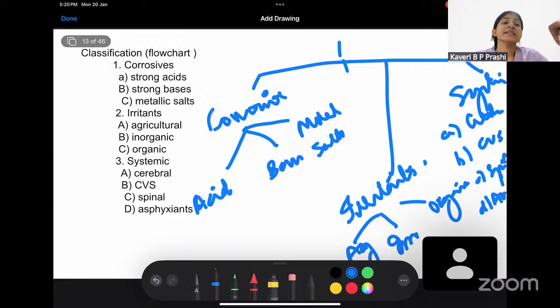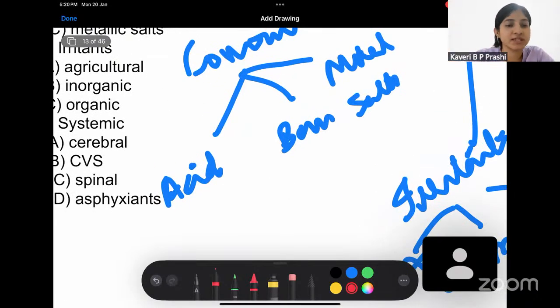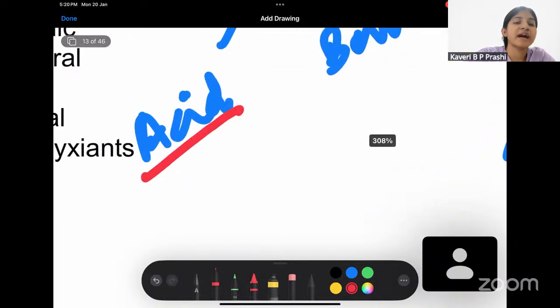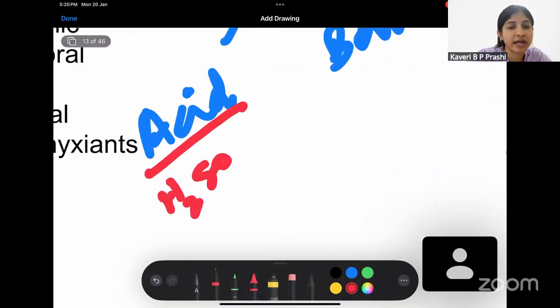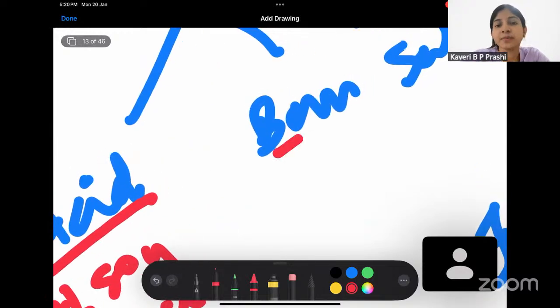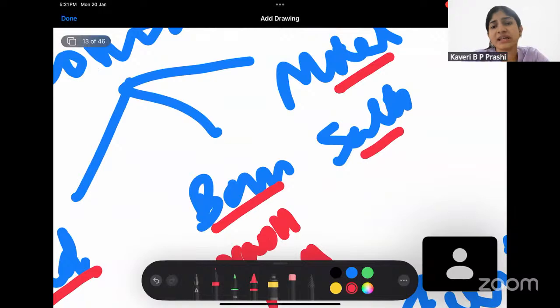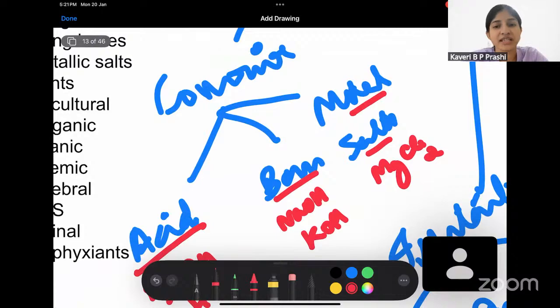Now, in case you have a lot of time, you can give examples for each of these. I'm going to tell you in simple words. For example, for the first group, corrosives, you have acids. Write two examples of acid. You can write H2SO4, sulfuric acid, or hydrochloric acid, HCl, or nitric acid, whichever you're comfortable with. For bases, you can give examples: sodium hydroxide, NaOH, potassium hydroxide, KOH. Coming to metallic salts, you can give examples like mercury chloride. These are all the metal salts that can act as poison.